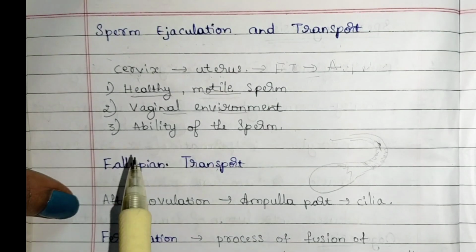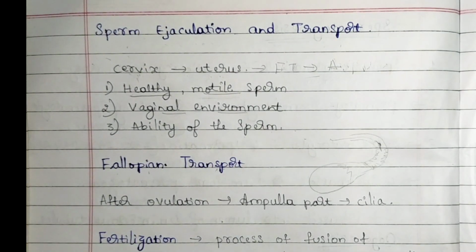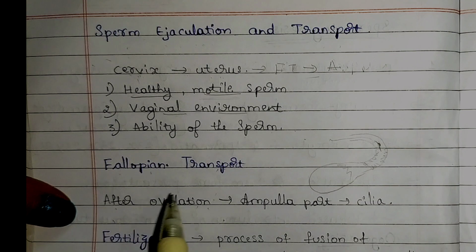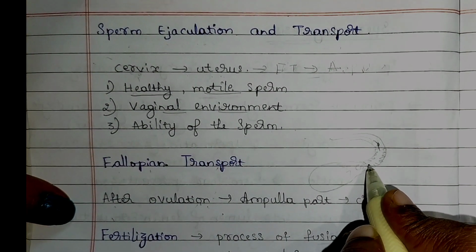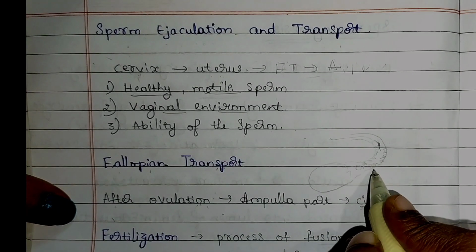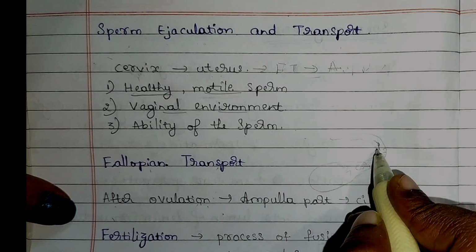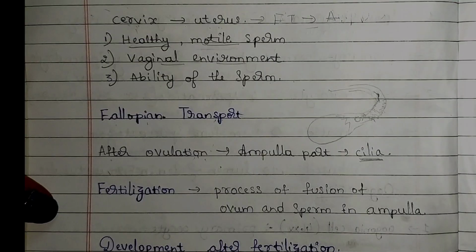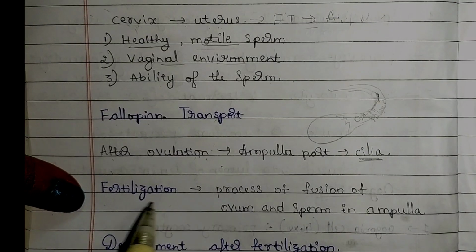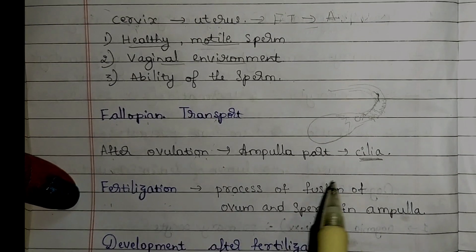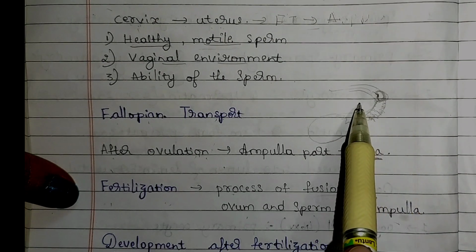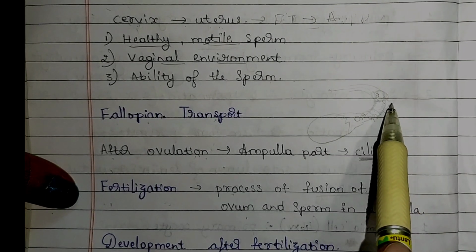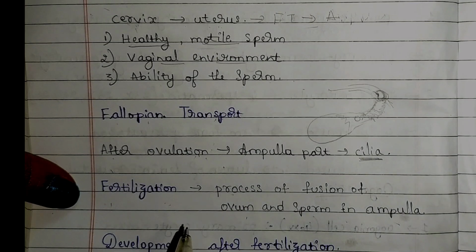Fallopian transport. Fallopian transport in the sense of how the ovum comes to the ampulla. After ovulation, the egg is carried along the walls with the help of cilia, that is these hair-like structures. It reaches the ampulla. Next, what is fertilization? Fertilization is the process of fusion of ovum and sperm in the ampulla. Here in the ampulla part, ovum and sperm fuse together and form the fertilization, and that is known as fertilization.